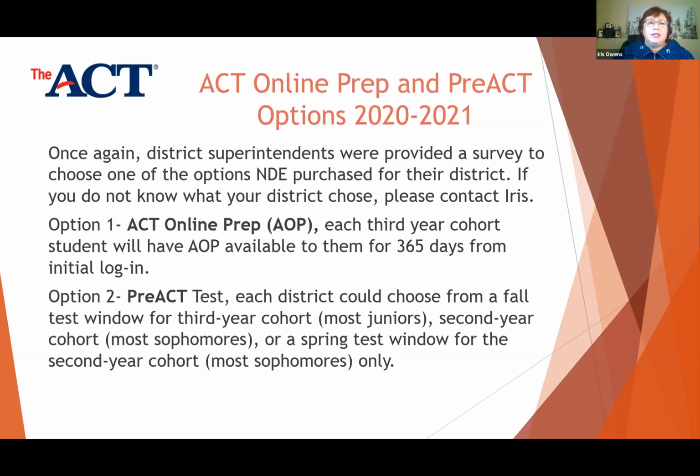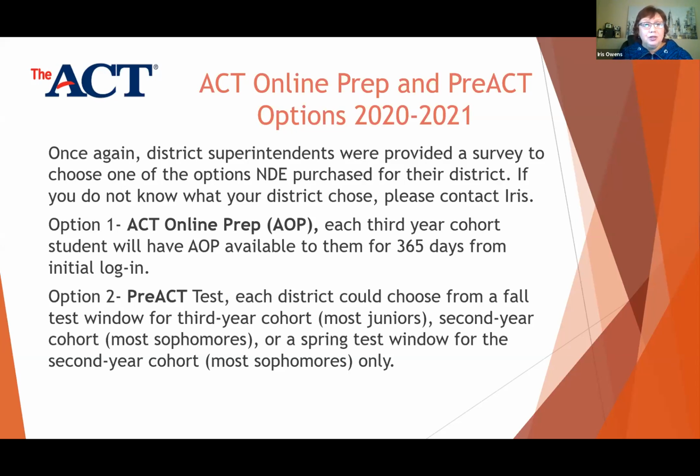Your options are ACT Online Prep, which is given to the third year cohort student, and they can have that available to them. It's online practice, games, flashcards, and a couple of practice tests. It has the writing element that is scored by AI. Really good information, lots of fun practice stuff. And they have that available to them for 365 days from their initial login. So you may send that email to them saying, hey, you've got ACT Online Prep, but if they don't log in for a couple of weeks or a month, it's from the day they actually log in themselves that they have that 365 days. So they get to utilize it for a whole year. It's great if the student uses it.